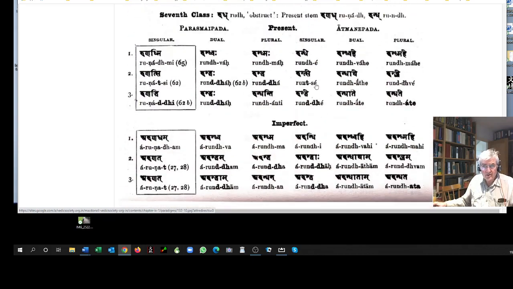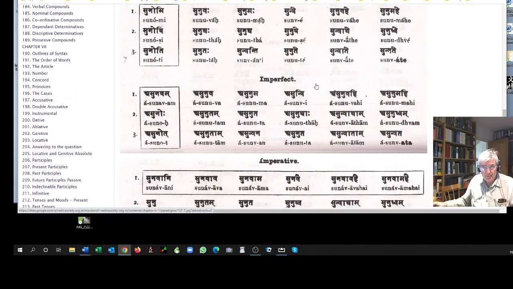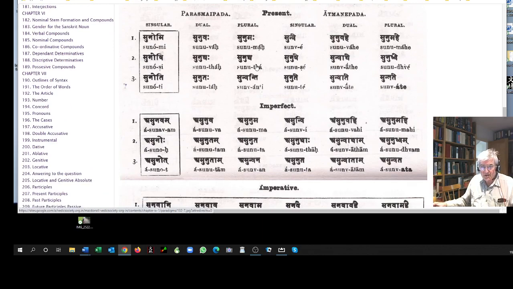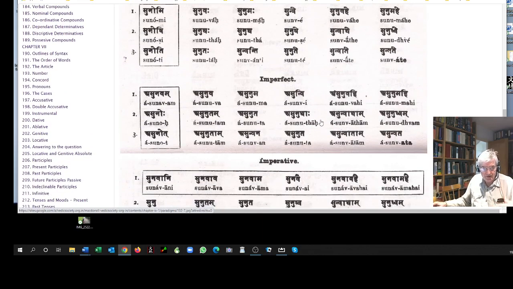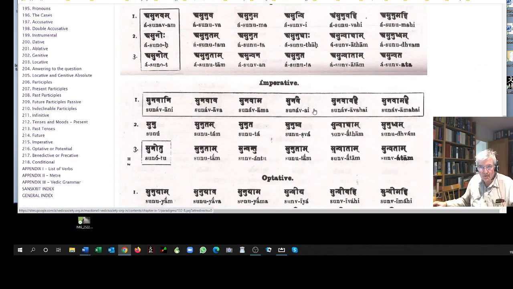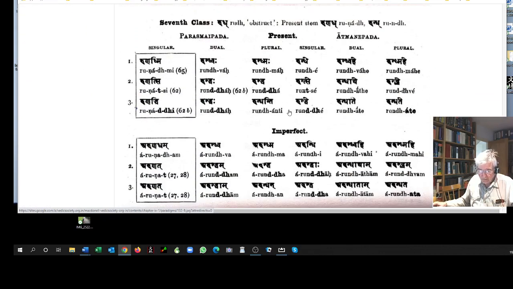You'll see that MacDonnell doesn't bother to give a separate set of paradigms for class 8. He gives you class 5, but he doesn't bother with class 8 for exactly the reason I said, because they behave in exactly the same way, like tanomi, tanoshi, tanoti, tanute, and so on. So the 7th class we've just done.